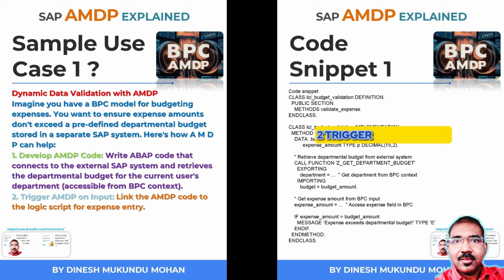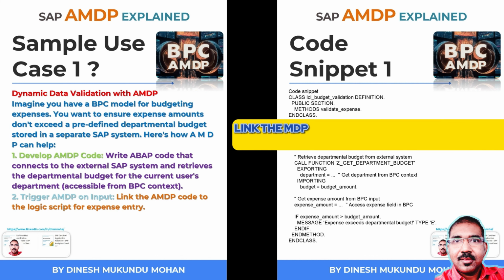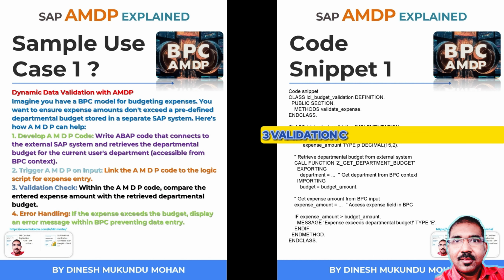2. Trigger AMDP on input. Link the AMDP code to the logic script for expense entry. 3. Validation check within the AMDP code. Compare the entered expense amount with the retrieved departmental budget. 4. Error handling. If the expense exceeds the budget, display an error message within BPC preventing data entry.